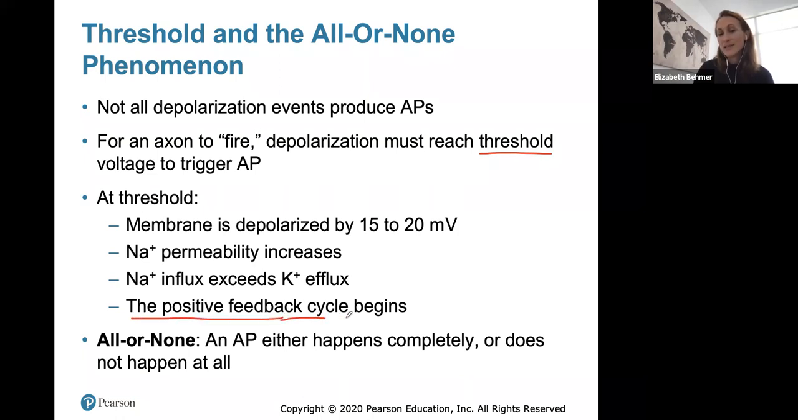And this positive feedback cycle, I'm going to put a star next to that. You know why I like to put stars. The positive feedback cycle refers to the idea that once we reach the threshold value, it further enforces opening up more and more sodium channels so that all the sodium rushes in, so we can trigger our action potential peak no matter what. We call this an all or none response, meaning an action potential will either happen completely when we reach that threshold value, or it does not happen at all.